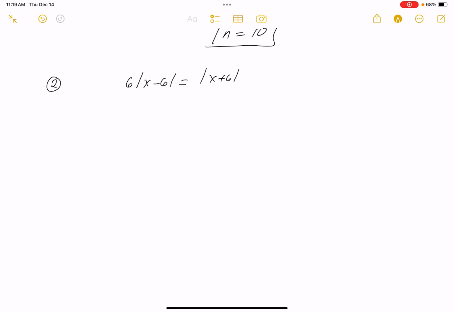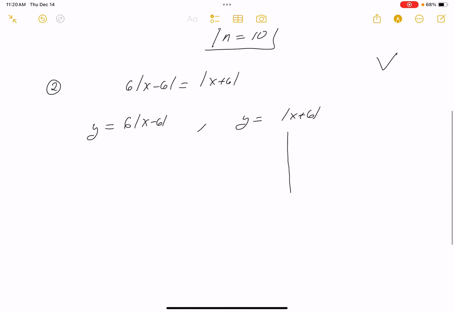Well, the way I like doing this problem is I'm going to say y equals 6 times the absolute value of x minus 6. And the other one I'm going to say y equals the absolute value of x plus 6. And I'm wondering where they intersect. I know these are absolute value functions, and they look like these. But I want to take a look at them one at a time.